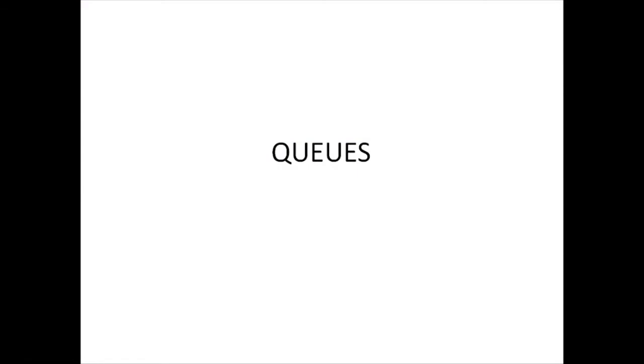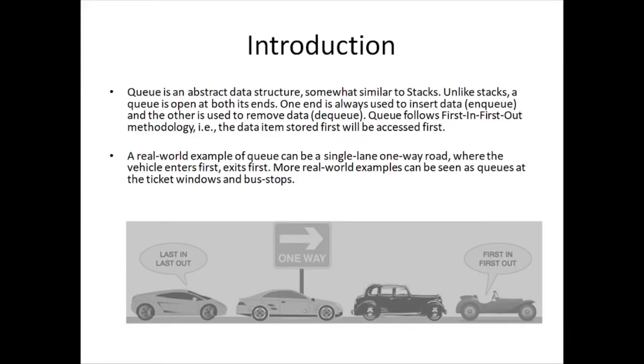Okay, so for today we'll be discussing queues. Introduction. A queue is an abstract data structure somewhat similar to stacks. Unlike stacks, a queue is open at both its ends. One end is always used to insert data, that is where we enqueue, and the other is used to remove data, or where we dequeue.